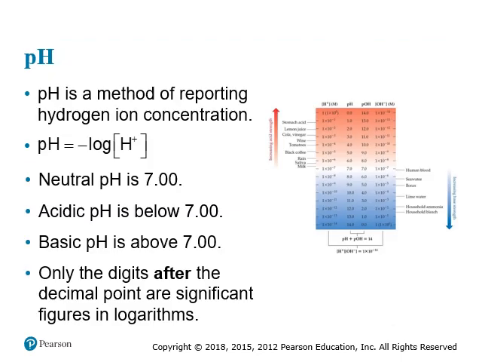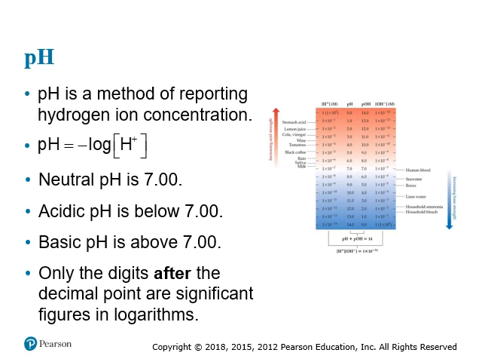pH is a means of expressing the amount of hydrogen ion or hydronium ion in a given solution. pH is equal to the negative log of the hydronium ion concentration, or the negative log of H plus. The more hydronium ion in solution, the lesser the value for the pH. That's the way the logarithmic scale works with respect to a negative log. A neutral pH is going to be 7. An acidic pH is going to be lower than 7, and a basic pH is going to be greater than 7.